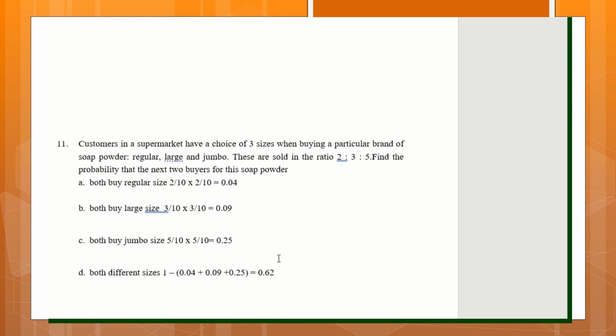Customers in a supermarket have a choice of 3 sizes when buying a particular brand of soap: regular, large, jumbo. These are sold in the ratio 2, 3 and 5. Find the probability that the next 2 buyers of the soap powder both buy regular sizes. How to find regular first of all? Regular is 2 out of 10, the total is 10. So 2 out of 10 times 2 out of 10, 0.04. Both buy large sizes: 3 out of 10 times 3 out of 10, 0.09. Both buy jumbo: 5 out of 10 times 5 out of 10, which is 0.25.